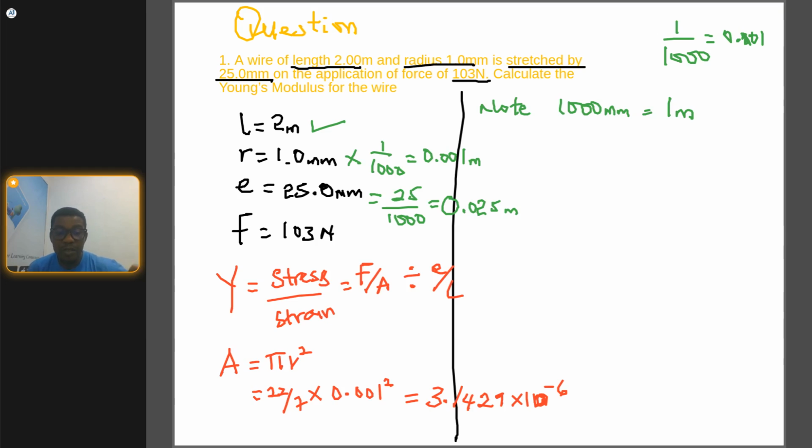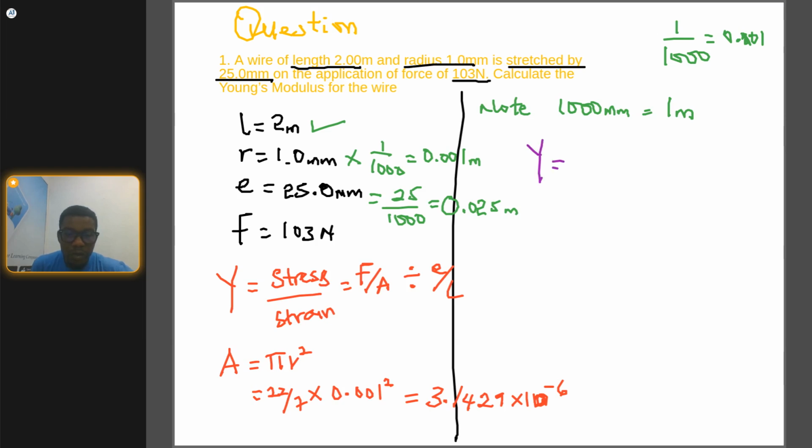If you're not writing in standard form, you'll have a decimal expression, of course. That's 0.0000, after the decimal point, like 5 zeros before you have your values. But let's have it in standard form this way. It's going to make it easier for us to solve. I believe that is clear. So we've gotten A now. Now we can go ahead to get the answer for the Young modulus.